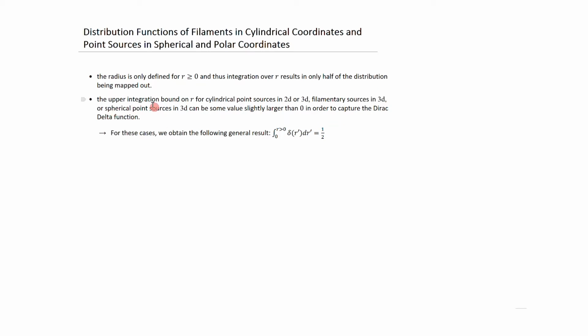All right, so the upper integration bound on r for cylindrical point sources in 2D or 3D, or filamentary sources in 3D, or spherical point source in 3D, can be some value slightly larger than 0 in order to capture the Dirac delta function. So for example, since again r is greater than or equal to 0, if we integrate from 0 to some value r just greater than 0 of delta(r') dr', this value will be equal to 1/2.